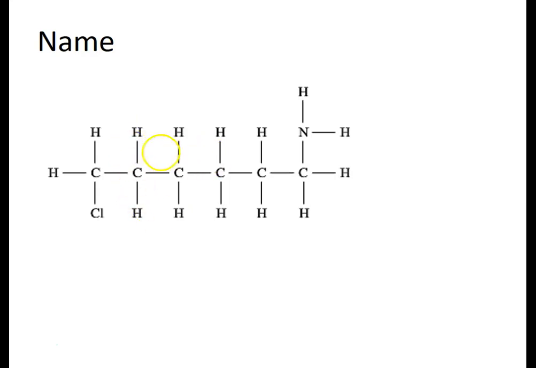Okay, this one, find the longest chain. Longest chain, 1, 2, 3, 4, 5, 6. 6 is hex, and they're all single bonds, so it's hexane. So we've got an amine group and a chloro group. Amine is of more importance, and it's on the first carbon. So it's hexane-1-amine, and on the 1, 2, 3, 4, 5, 6, 6-chloro, hexane-1-amine.